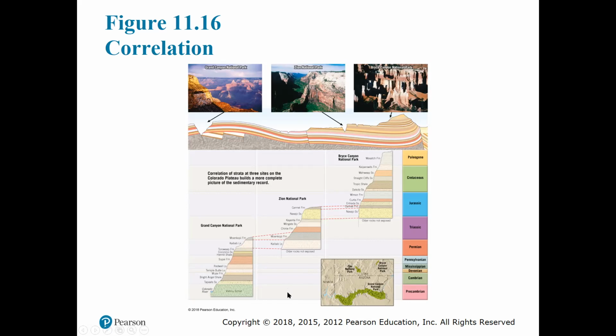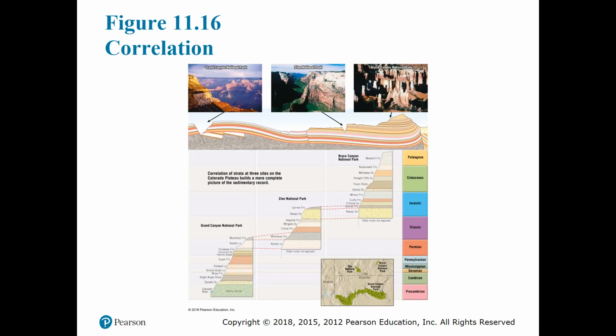So that's correlation. And this is a little bit easier to do in a limited geographic area like we see here. When we can study the outcrops of rocks, geologists can go in and study and map out these different rock layers and correlate them within a certain geographical area. But as we cross geographical areas that are not all connected and located close together, we have to turn to our fossils to help us correlate.